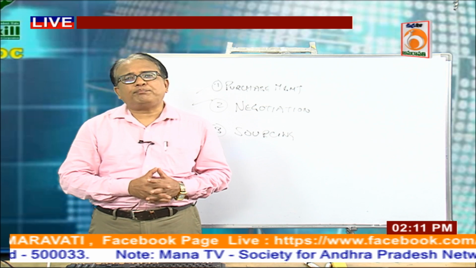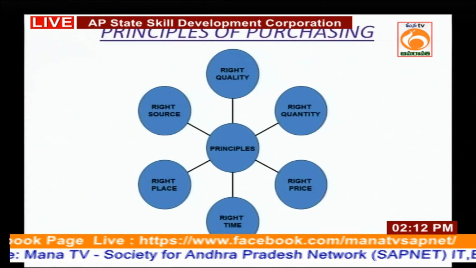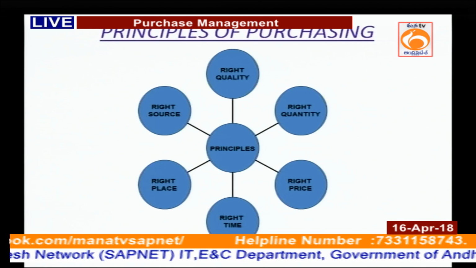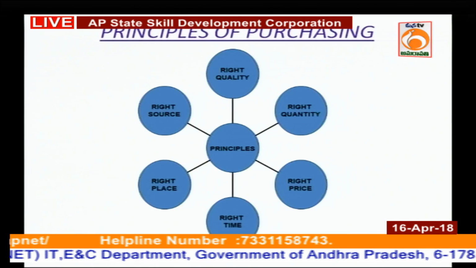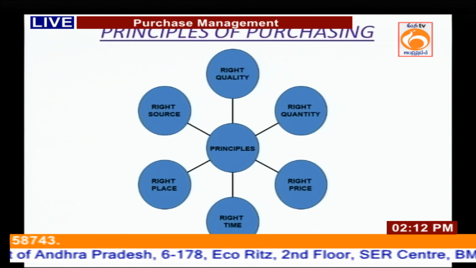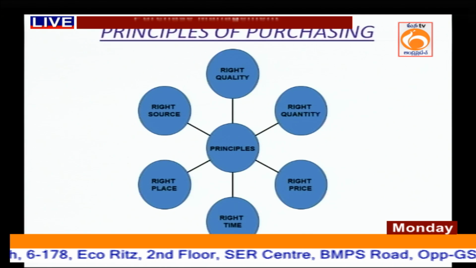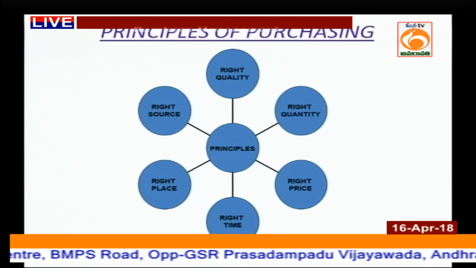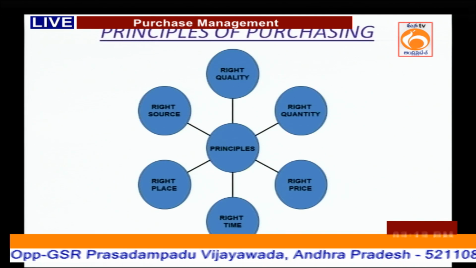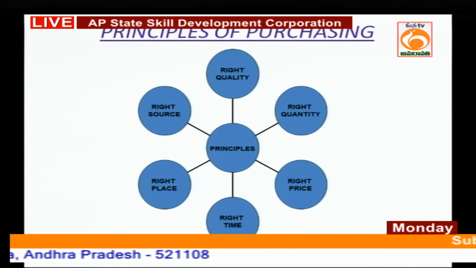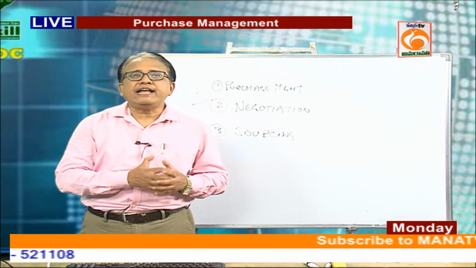So, these are the principles of purchasing. What are the principles of purchasing? As we have already seen from the previous slide: the right quality, from the right source, from the right vendor, from the right supplier, at the right place, the right time, the right price. These are the principles which should ideally be followed by every company while doing any kind of purchasing.